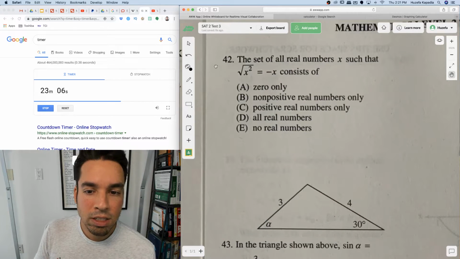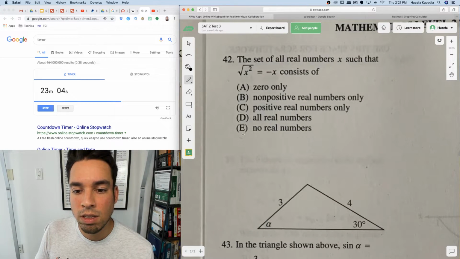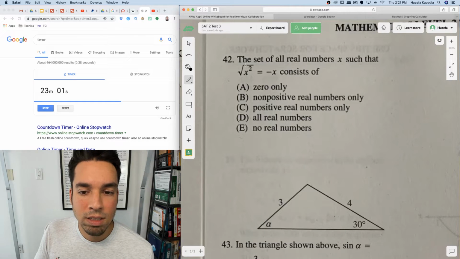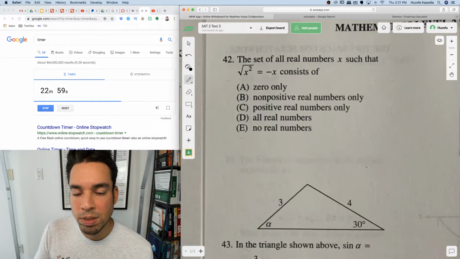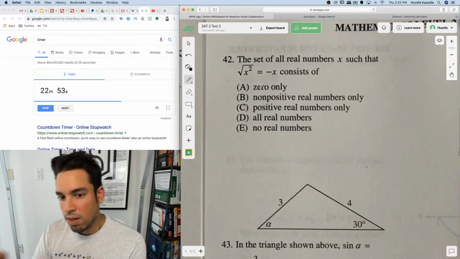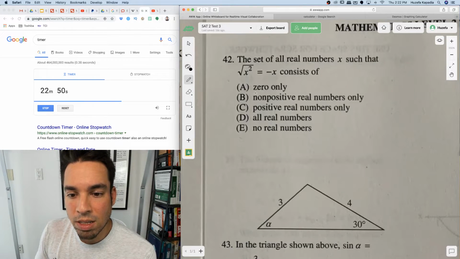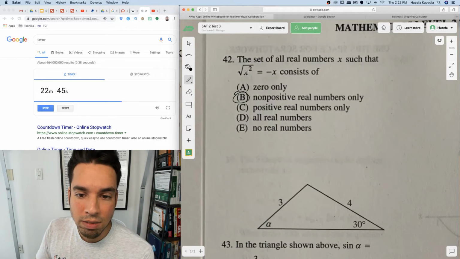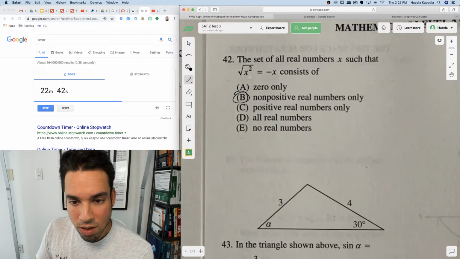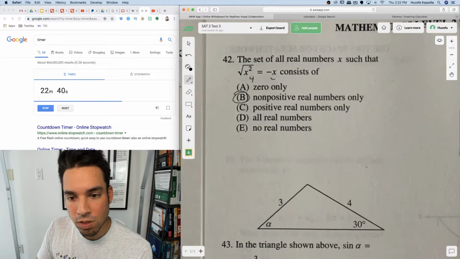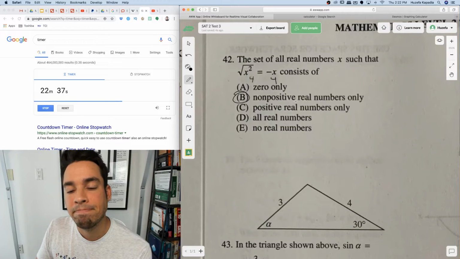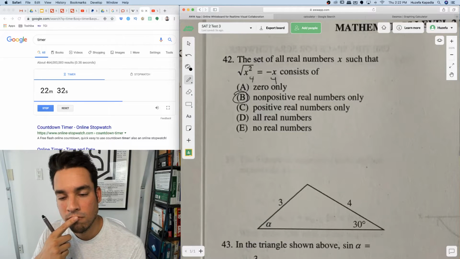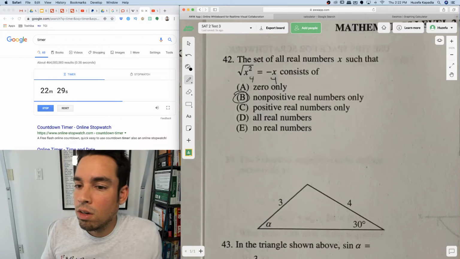42. The set of all real numbers x such that blank equals this consists of nothing. This is the same as absolute value, so this should always be... No, wait, hold on. Non-positive real numbers. Because if x is -4, I plug -4 in and you square it, 16, square root, 4, and -4 is also 4. So non-positive real numbers. Yeah, because that includes 0. So I would say that's right.